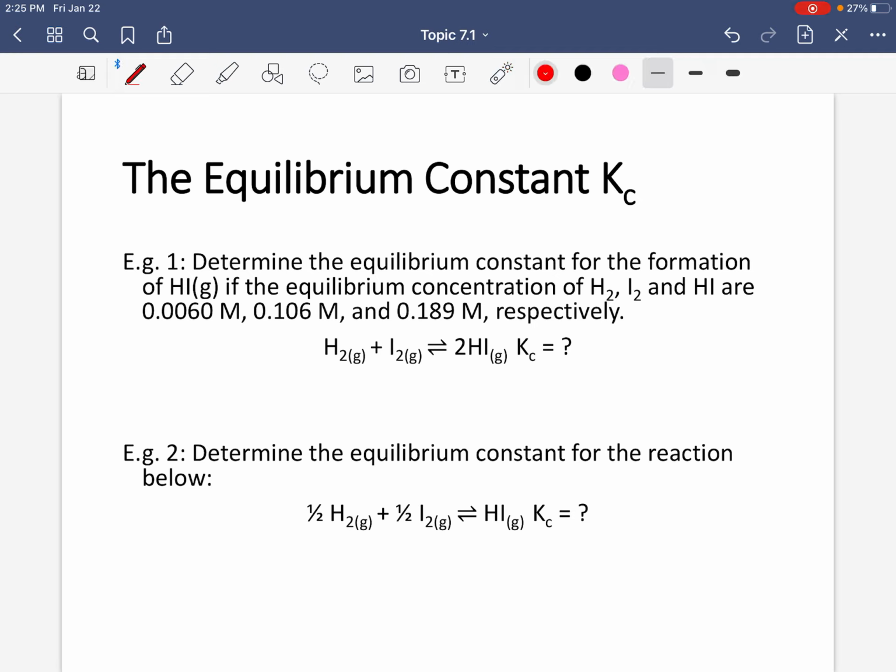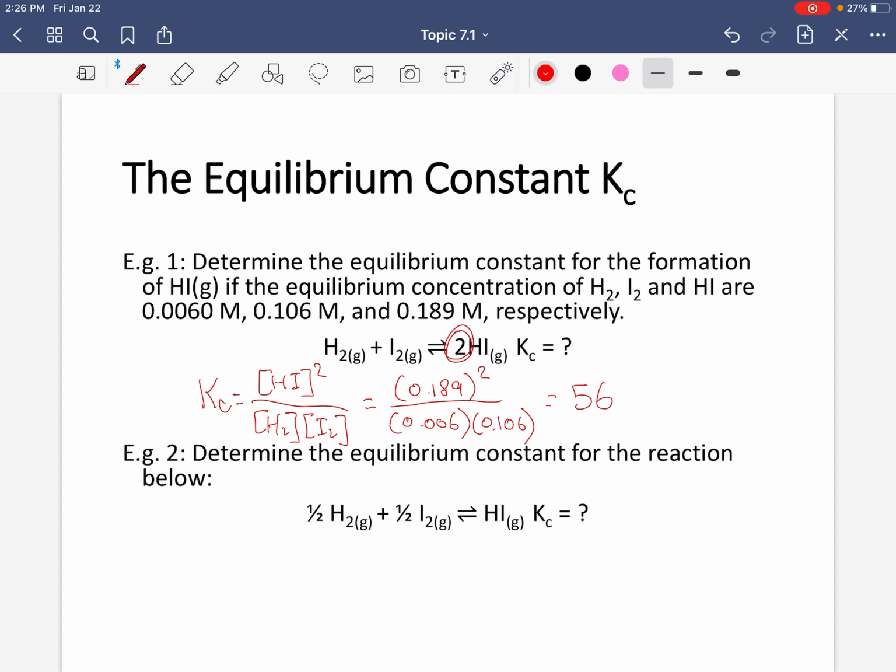All right, just like before, let's do the Kc expression. The Kc expression in this case is [HI] to the power of 2 over [H2] to the power of 1 times [I2] to the power of 1. Let's plug in those numbers. [HI] is 0.189, squared, divided by [H2], which is 0.006, times 0.106. I really should be putting units down. The answer is 56. Okay, the answer is 56.